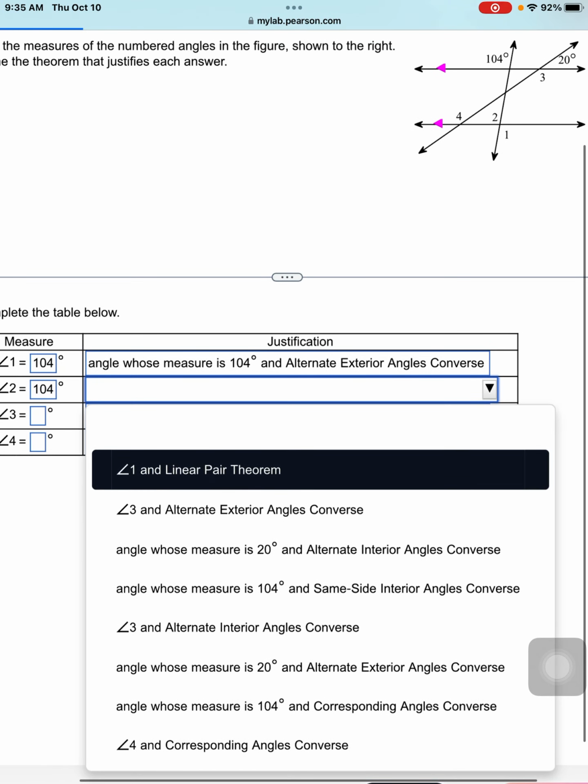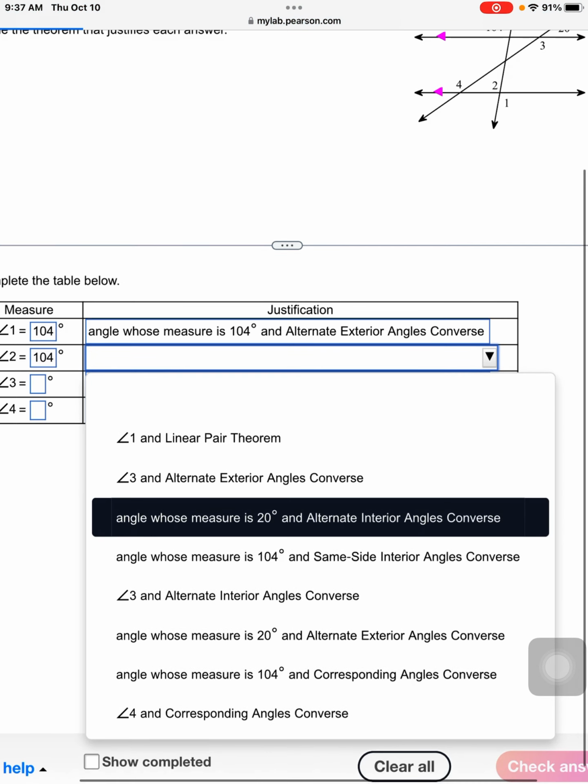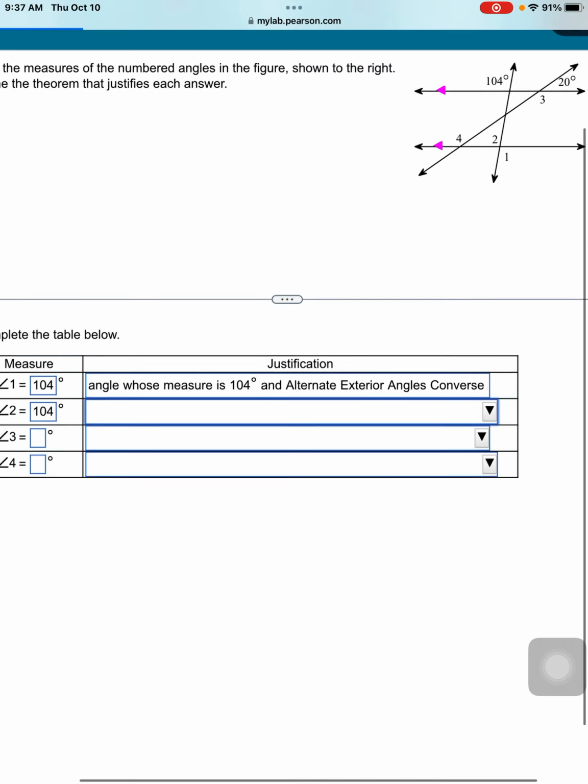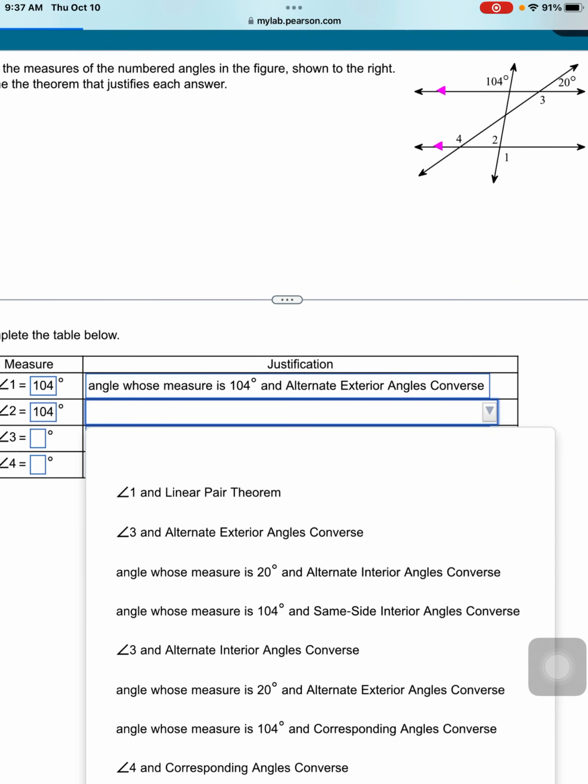No, 3, no. Why 3? 3 is on a different transversal. 20, no. Measure angle 104 and same side? No, they're not on the same side. 104 is in the exterior.